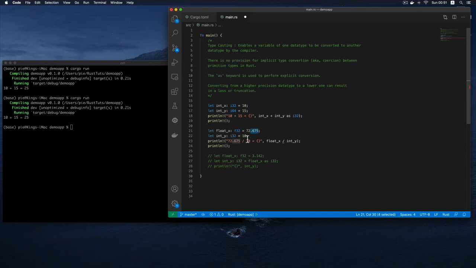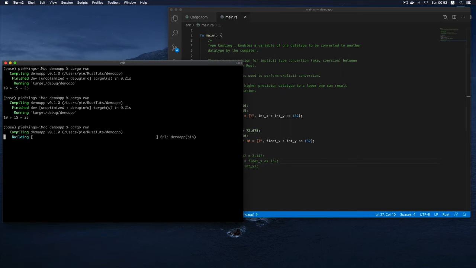Because that is not what I want to do here, I actually want to divide 72.675 by 10. What I will end up doing is casting the integer into an f32. So what I'm going to do here is just say as f32. And now this is an operation that will succeed. So I go ahead and run, and you can see that now I can divide 72.675 by 10, and I get my answer, which is also an f32.